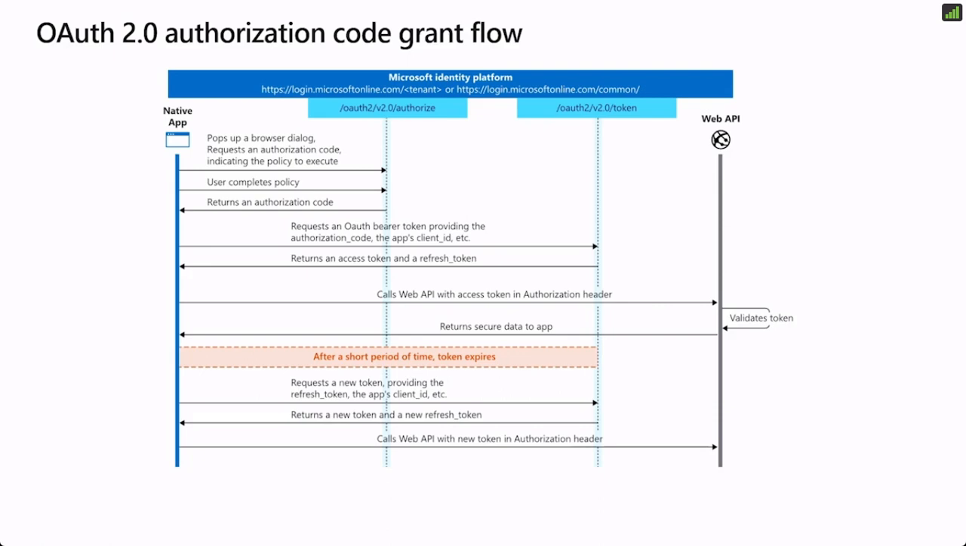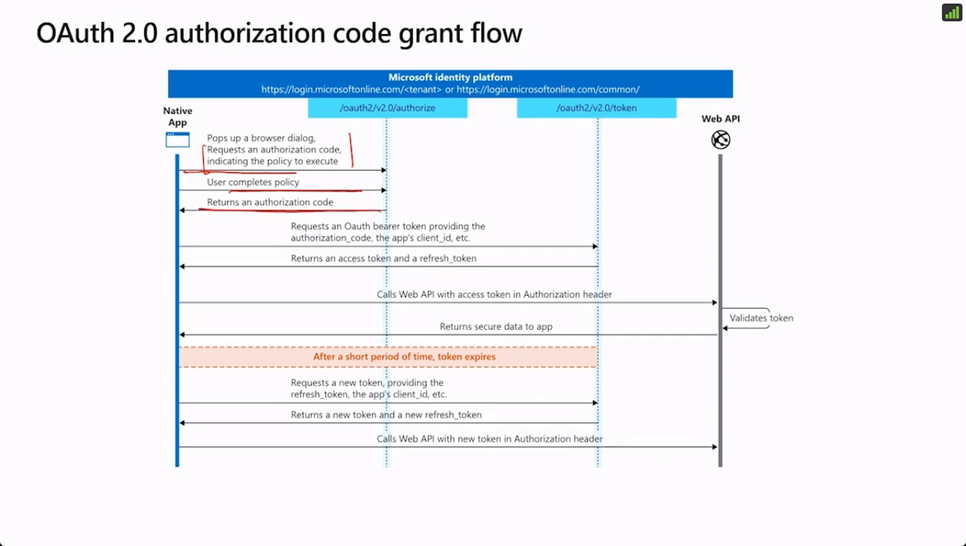So when Azure AD redirects the user back to the web app, it includes an authorization code. The authorization code is an encoded string that only Azure AD can read. So here we have got the user. There is a pop-up, and then the user completes that login and it returns the authorization code here.